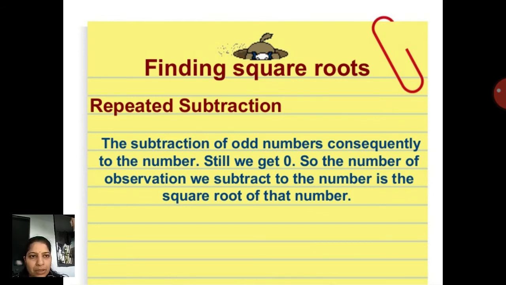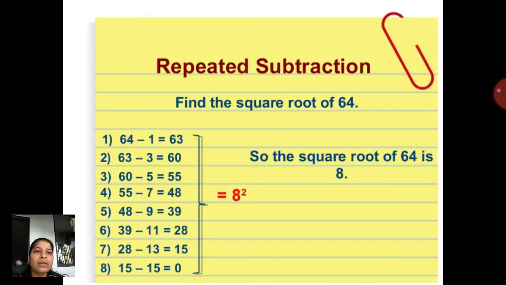As we get 0, we have to stop. The number of observations we subtract from the number is the square root of that number. Let's see an example. To find the square root of 64, let's start with 64. The first odd number is 1. We subtract 1, we get 63.